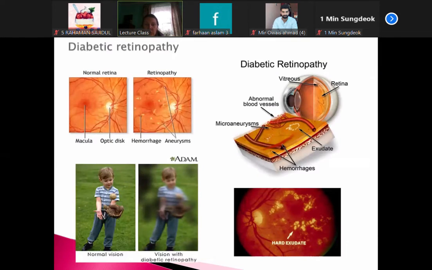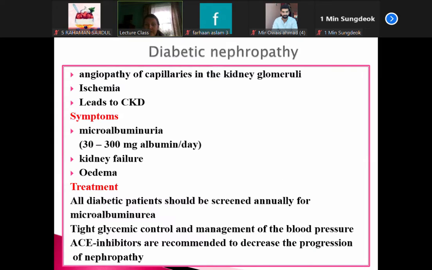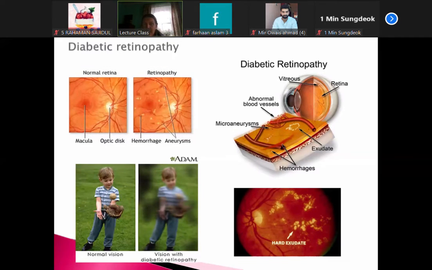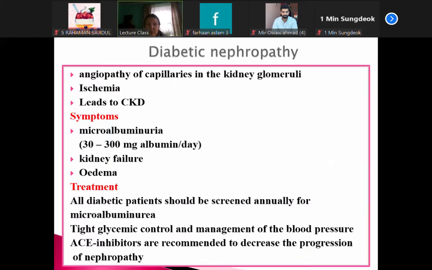This picture shows you what type of vision a person with diabetic retinopathy has, with black spots, areas of hemorrhages and exudates. But unfortunately, it's not always so brightly visible. If the macular area is not involved, people may not have any symptoms. That is the rule: people with diabetic retinopathy need to examine their eyes every year. Once a year, we recommend them to do an eye fundus examination.